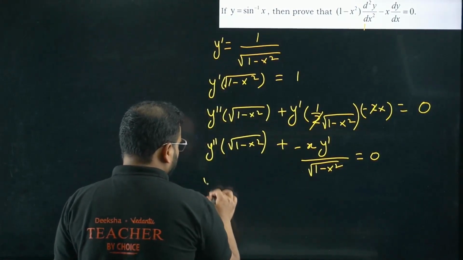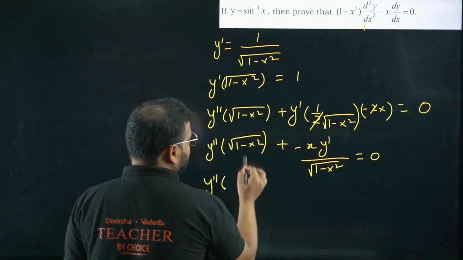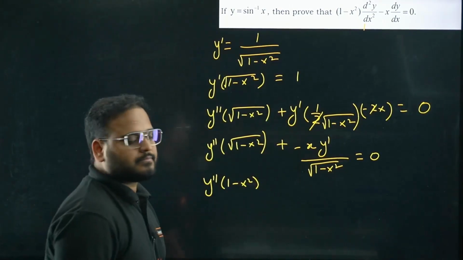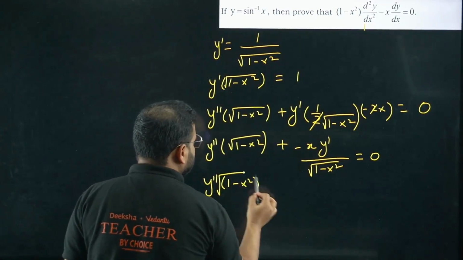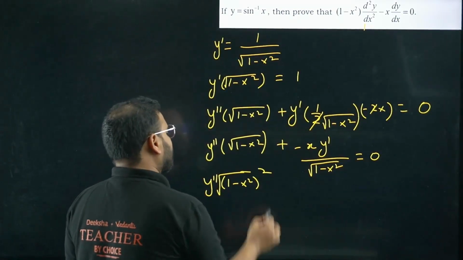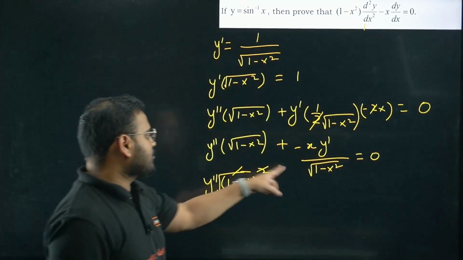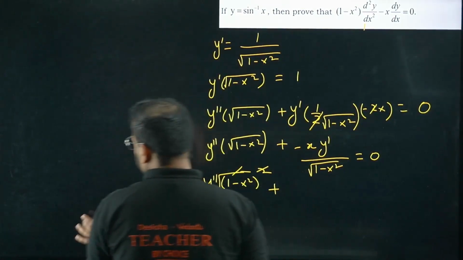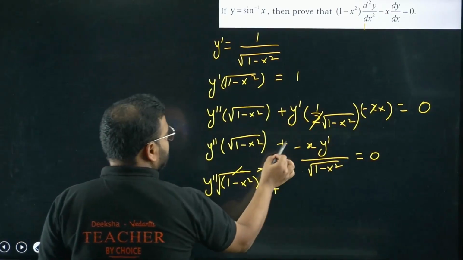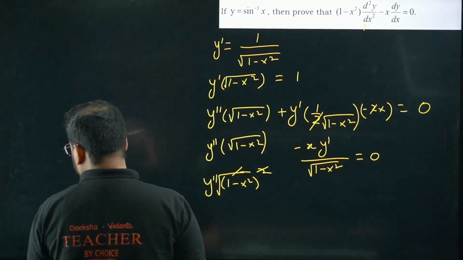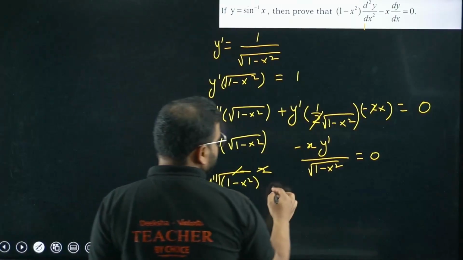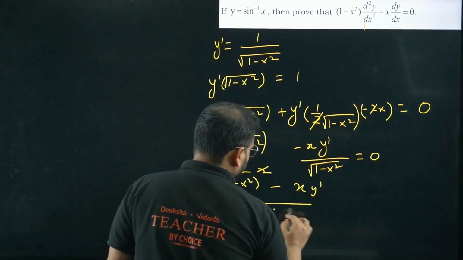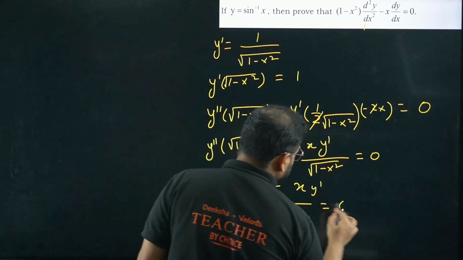You get y double dash. If you take the LCM here, it will become root into root, so simply the root and the square cancel. If you want, you can write it as root, the whole square, so I can cancel the effect. Plus, no, there's no plus, excuse me, there's a minus sign over here. We have x y dash, the whole thing divided by root of 1 minus x square equals 0.